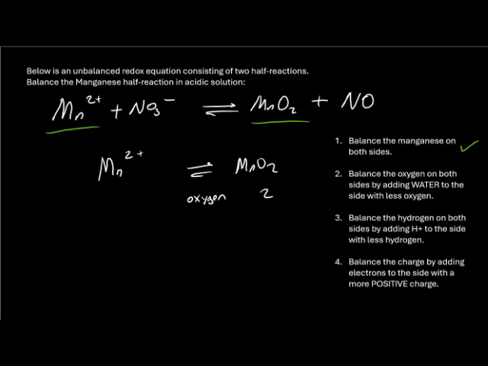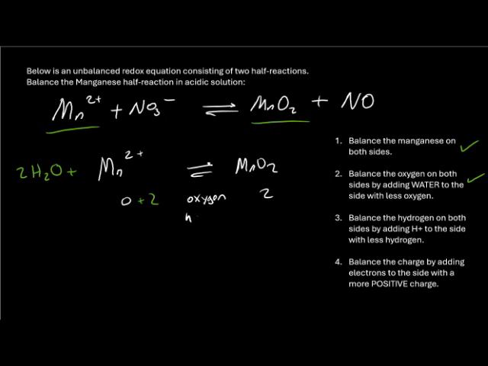On the right, we have 2 oxygen, and on the left, we currently have no oxygen. This means we need to add 2 waters onto the left. When we add 2 waters, we add 2 oxygen. That makes the oxygens equal. 2 on the left now, and 2 on the right that we already had, equalizing the oxygen.